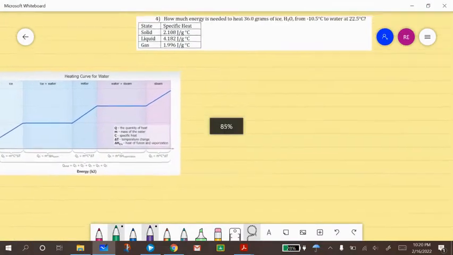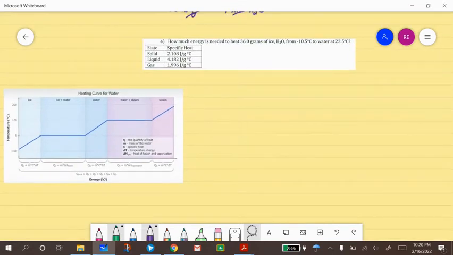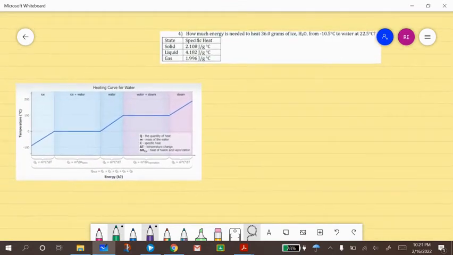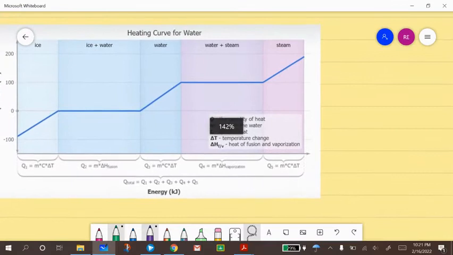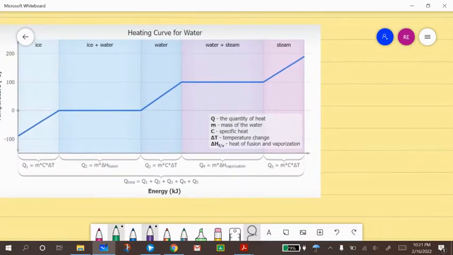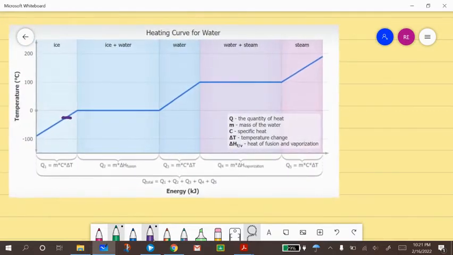Okay, on to question 4. I think we looked at this one or something similar to it, but it says how much energy is needed to heat 36 grams of ice from negative 10.5 degrees Celsius to water at 22.5 degrees Celsius. And they give us a bunch of specific heats. I'm going to zoom in here. The big thing is to recognize that we're starting at a low temperature. I know this is not going to be to scale, but we're starting at negative 10 degrees Celsius.